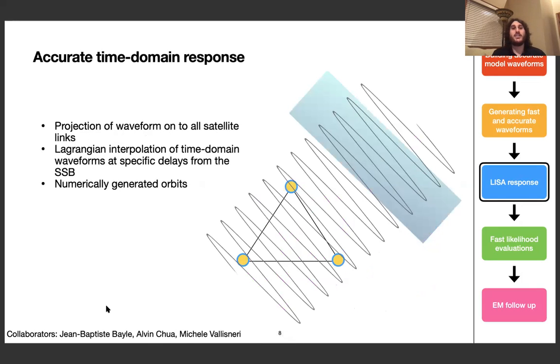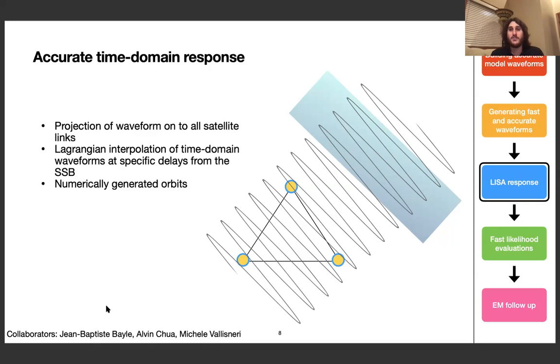And finally, I just want to touch on a newer project which involves evaluating a very accurate time domain response. To do this, we will take numerically generated orbits, which will more strongly resemble what we will see from the LISA spacecraft once we are actually in the midst of the mission. And we will need to take that information and project the gravitational waves in our templates onto the LISA detector to understand its proper response. To do this, we are once again using GPUs.